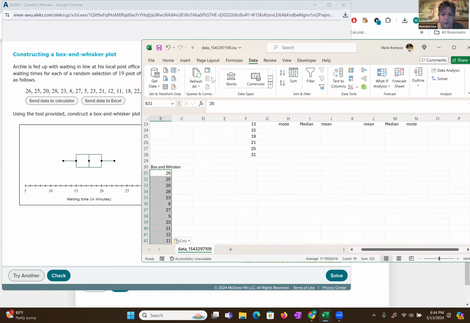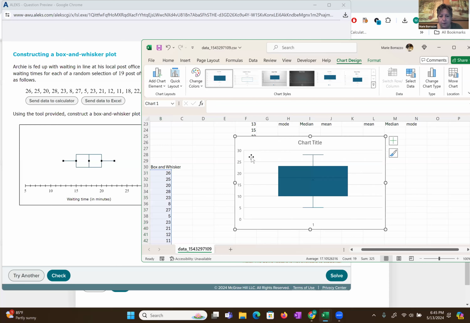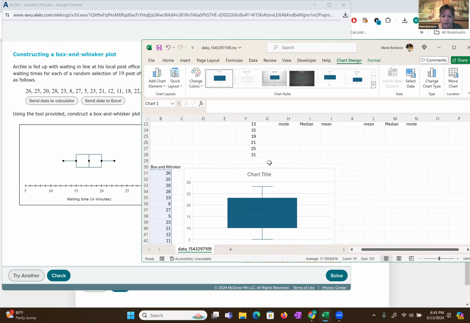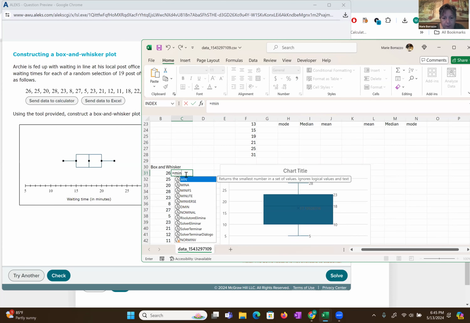So what you're going to do is you're going to go to insert. And look at how easy this is. Insert, and you're going to go to, where did I do this? About this one, and you're going to go here. And you definitely want it to show the labels. So you're going to go to chart, and you're going to go to data labels. And there are your values. Okay, now it's asking you for the minimum. So you're going to go equals minimum, double click, and highlight the numbers.